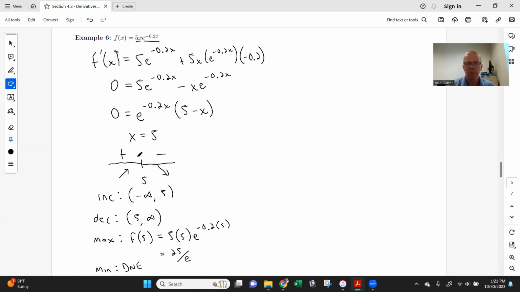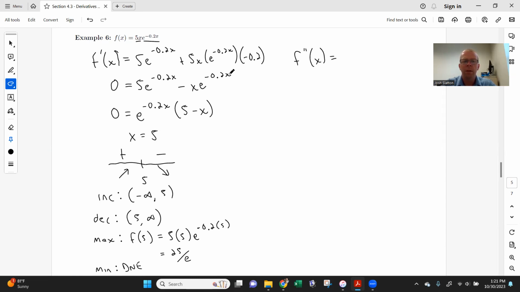So no minimum because we increase, and then once we start decreasing, we never stop. So it's going to go down to probably what the horizontal asymptote is, but we're not worried about that. All right, so actually, I guess I'll go to negative infinity.